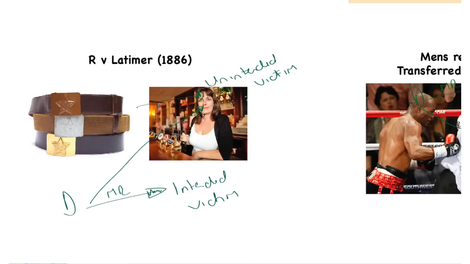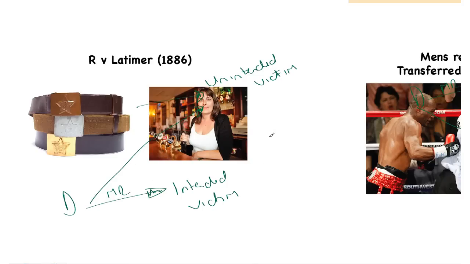Okay, so let's just run over that quickly again. Latimer, soldier, has an argument with his intended victim. He removes his belt and swings it at the intended victim. It misses and ends up hitting the landlady of the pub. The landlady of the pub is injured. She is an unintended victim, but the mens rea is transferred from the intended victim to the landlady, and therefore the defendant has criminal liability.